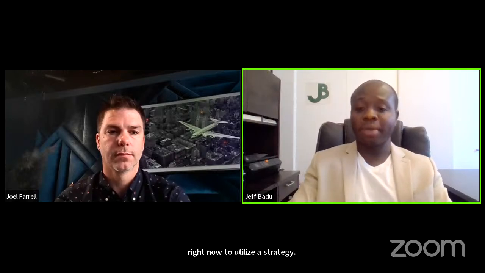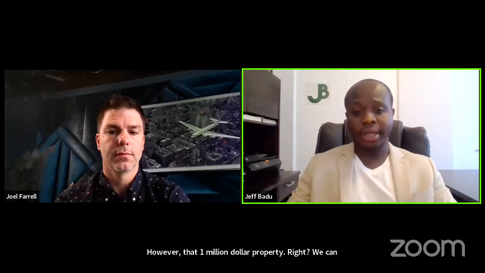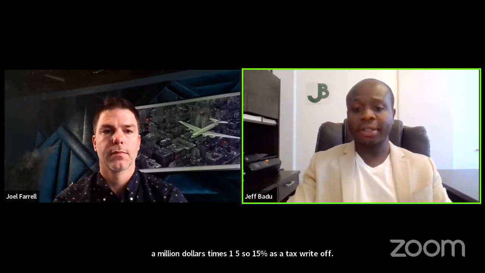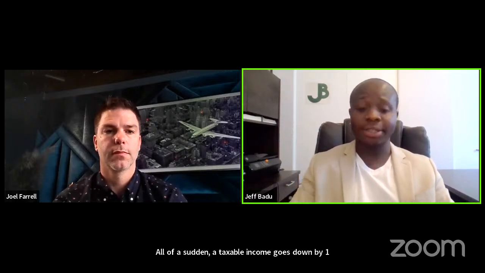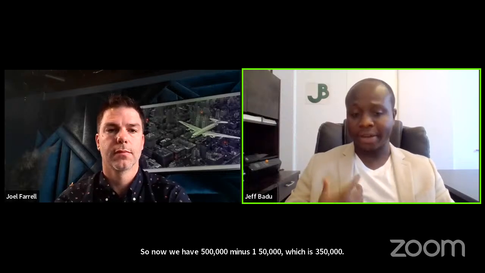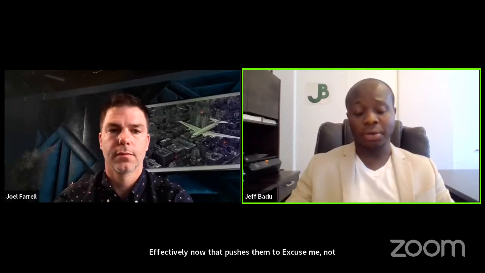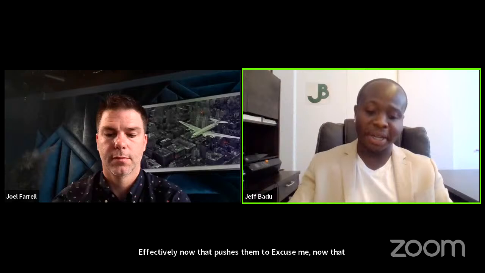However, on that $1 million property, we can do the cost segregation study, bring in the engineering team, and we get $1 million times 0.15, so 15%, as a tax write-off. So all of a sudden, their taxable income goes down by $150,000. Now we have $500,000 minus $150,000, which is $350,000. So instead of being taxed on $500,000, now they're being taxed on $350,000. And effectively, that pushes them to a lower tax bracket, namely, let's call it a 24% bracket.